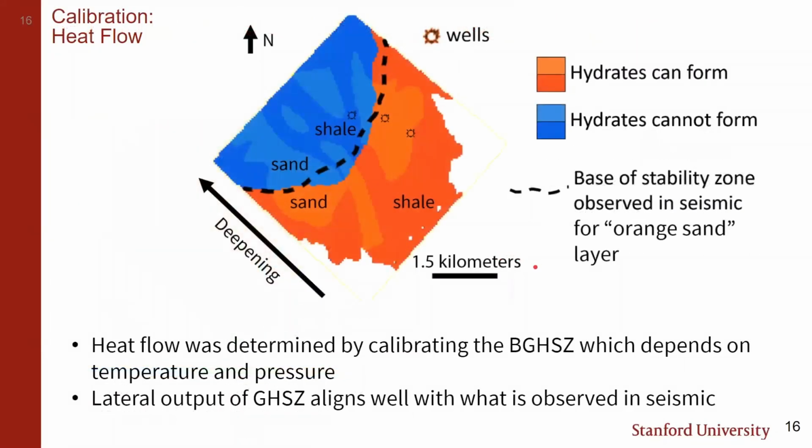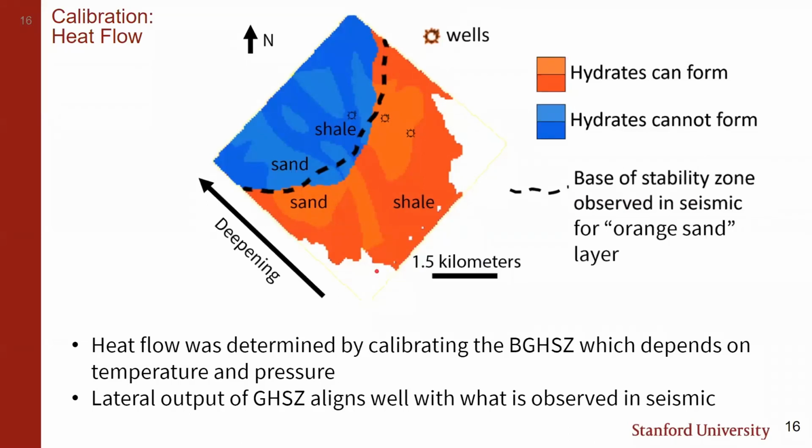One other way that we calibrated is the heat flow. So the heat flow was not really known. I mean, generally in the Gulf of Mexico, it's around 45 milliwatts per meter squared. But here we have the salt influencing that heat flow so that it's actually channeling the heat flow away from the epicenter, and the base of the model is the salt. So we have to consider that.